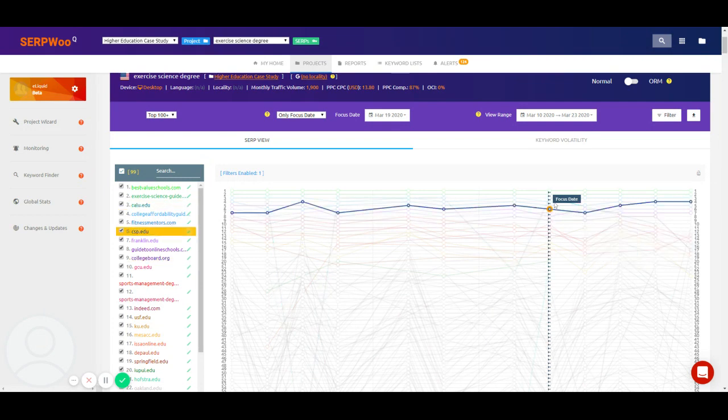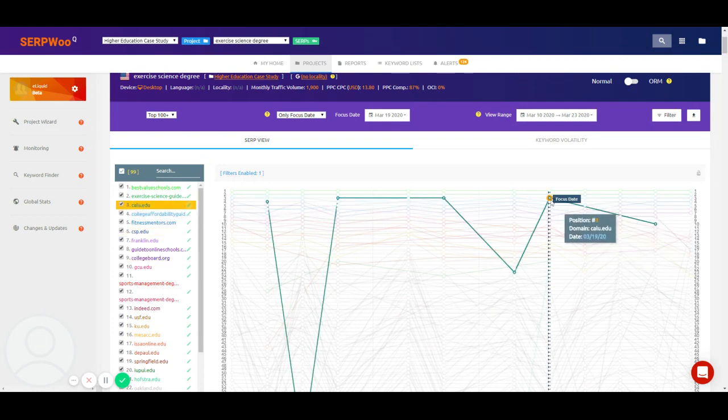And the days prior to the 19th, they were bouncing up and down. They were hitting the first page in some good spots, but they were obviously dropping down, as you see in the line graph here. So maybe they've updated their website, changed some things, but they need some help. And you could reach out to CalU and say, hey, I'm an expert in higher education.